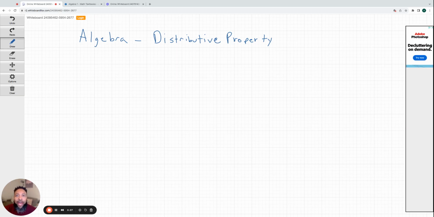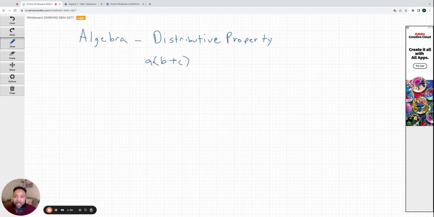So I'm going to show you how when you have a set of numbers that you're multiplying or adding with regards to parentheses, you're going to be able to distribute those numbers. So let's do that. The distributive property is basically, say for instance, A parentheses B plus C, and these letters are representing numbers. I'll show you how that works in a minute. So A times B plus C. So the B plus C is in the parentheses.